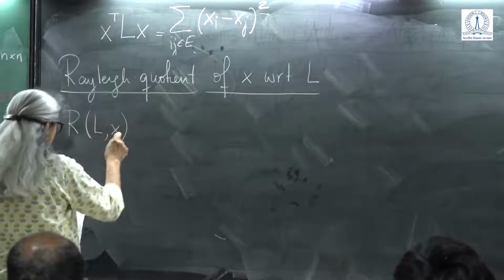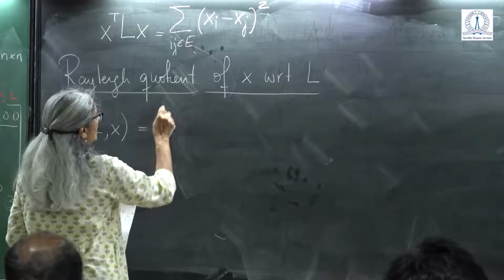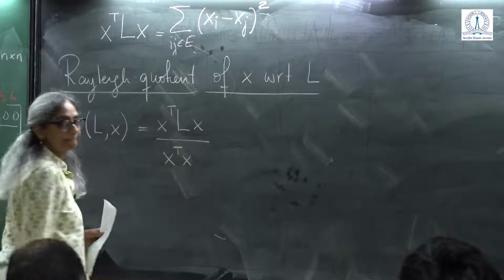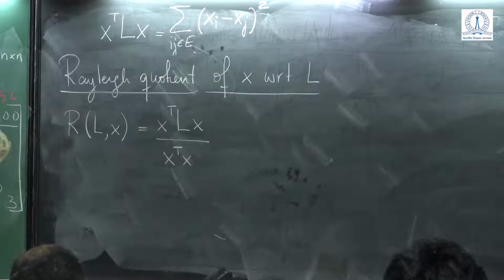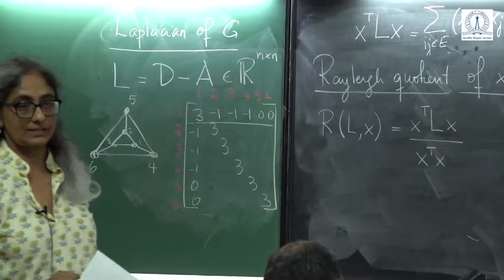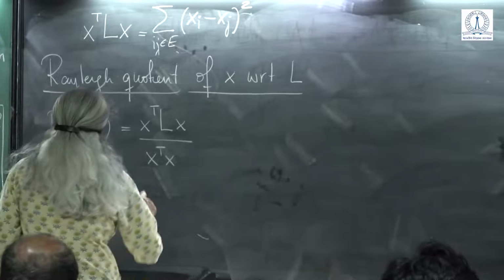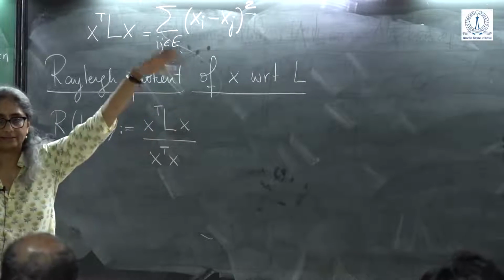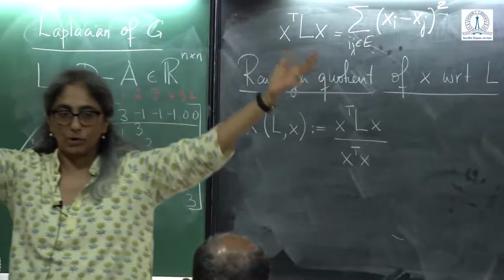Okay, so it's written like this, R_L(x). And this is basically the quadratic form divided by x transpose x. So it's a rational function: top is a quadratic, bottom is also quadratic, and that's the definition. Can you think what this is? The quadratic form is this bowl-like thing, right? If I draw a picture of it on the domain, I will get a bowl.